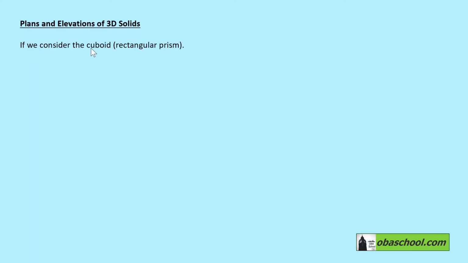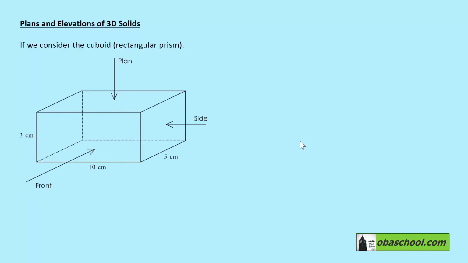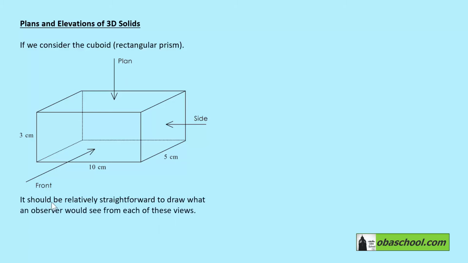If we consider the cuboid or rectangular prism as shown in this diagram here, we can see the length of the sides, and we have 3 views defined. Looking at it from the front, looking at it from the side, and looking at it from above, known as the plan view.